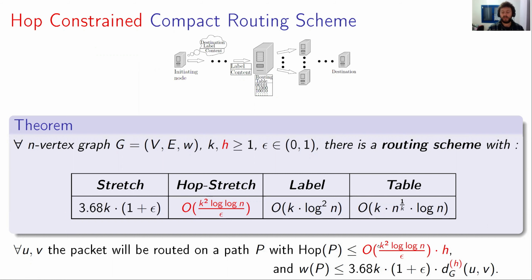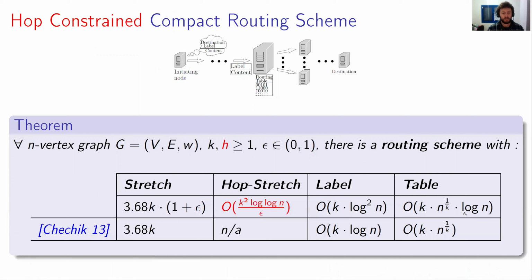So there are no previous results, but just to compare with the state of the art of the non-hop-constraint problem, Chechik gets in essence the same stretch up to this 1 plus epsilon. Here we lose only a log n factor in the size of the label and the table, and we get this hop constraint guarantee.